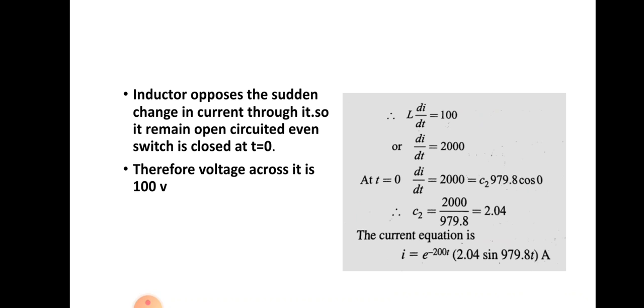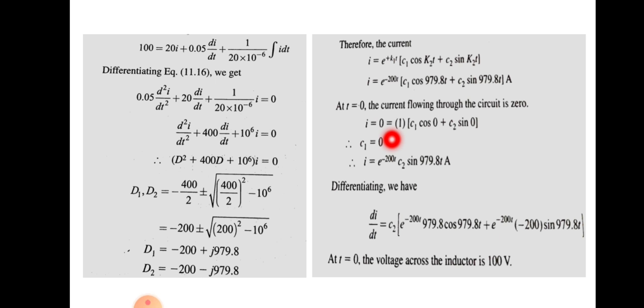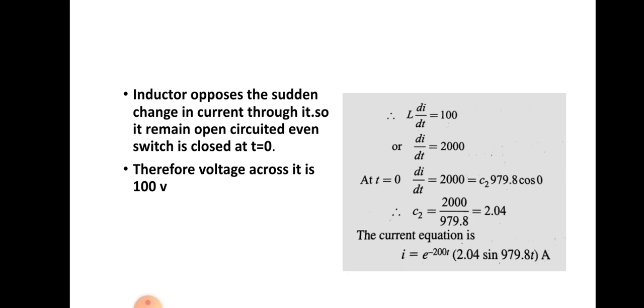So we will get 2000 equal to C2 into 979.8 into cos 0. The sin 0 term will disappear because sin 0 equal to 0. So we get C2 equal to 2000 divided by 979.8, which is equal to 2.04. So the current equation I will be equal to e raised to minus 200t into 2.04 sin 979.8t ampere.